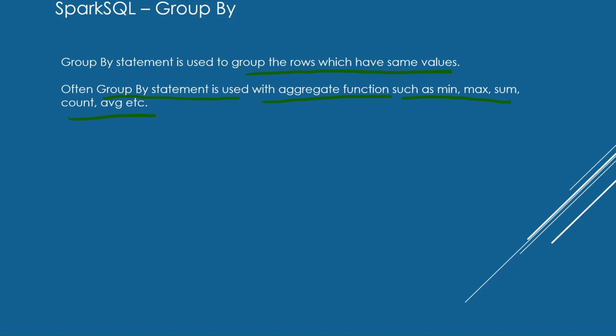So let's take an example to understand. Suppose we have sales data of a product, and we want to figure out what is the sales of a particular product, what is the minimum sales of a product in a particular year, and what is the maximum sales of a product in a particular year. So how are we going to achieve that?